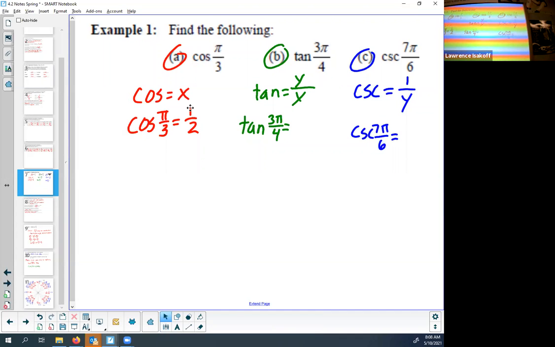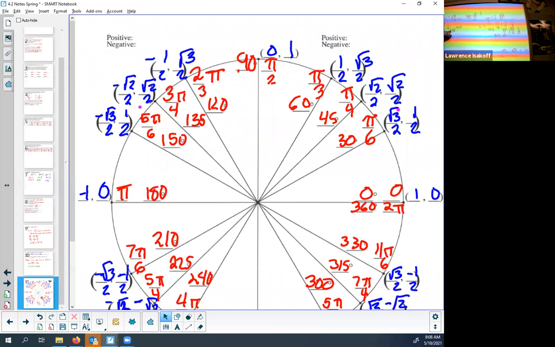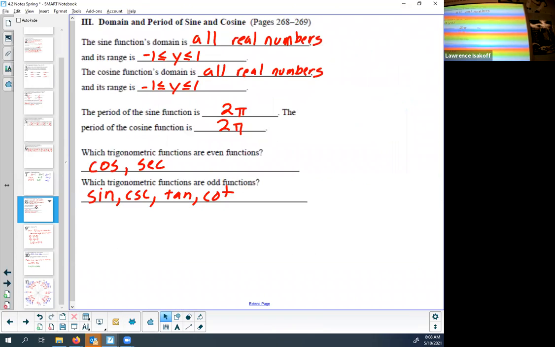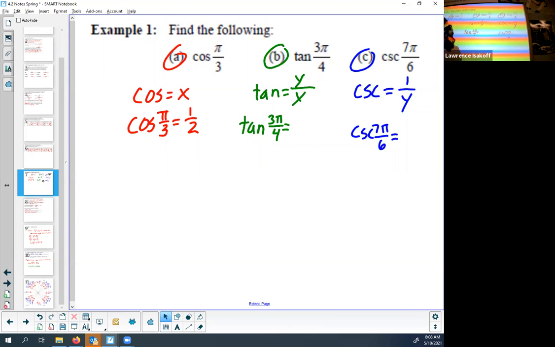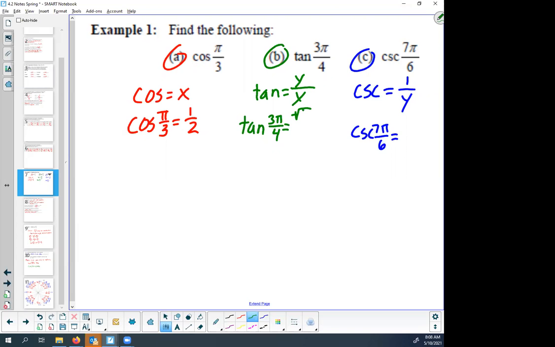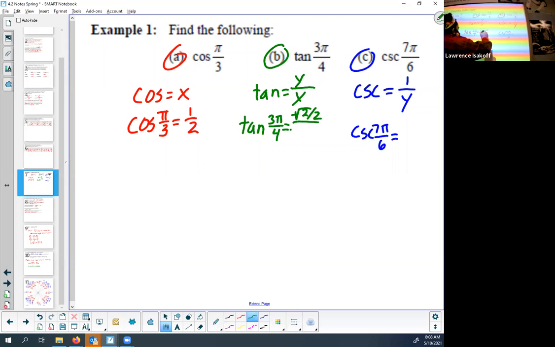Tangent is y over x. So I want the tangent of 4 pi over 3. So 4 pi over 3 is located right here. My y is root 2 over 2. My x is negative root 2 over 2. So I'm just going to put those in a fraction: root 2 over 2 over negative root 2 over 2.